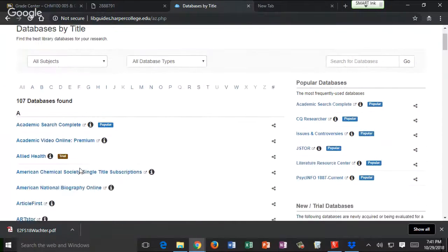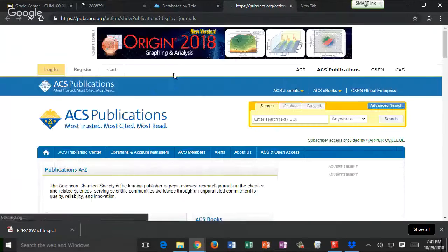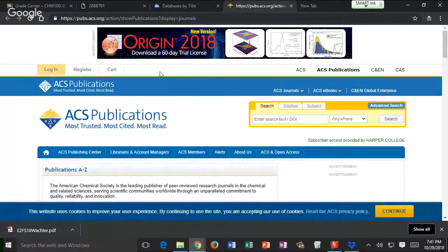And you want to go to the American Chemical Society single title subscriptions. If you're on your own computer, it'll ask you to log into Harper. If you're on a Harper computer, it should take you straight there. And you should get to a page that looks kind of like this. This is the landing page for the American Chemical Society's publications.